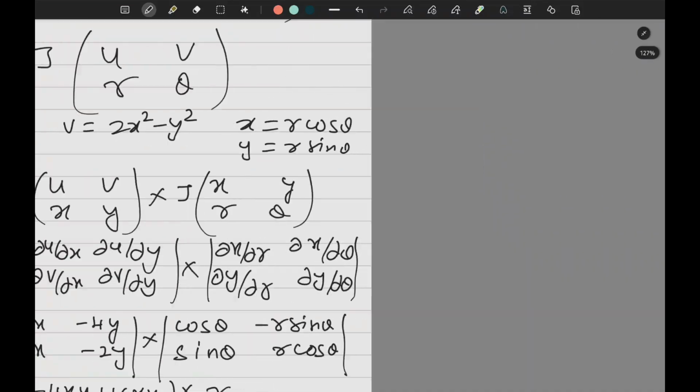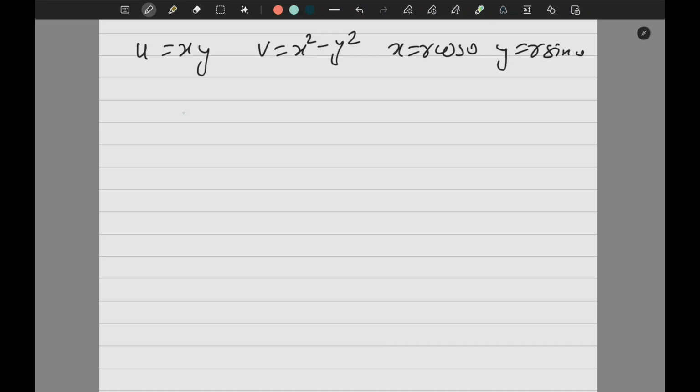So this way you can do one more question. I'll just give you the question; you can try it yourself. u is equal to xy, v is equal to x² minus y², x is equal to r cos θ, y is equal to r sin θ. Find the Jacobian of u, v with respect to r, θ. So again, Jacobian of u, v with x, y you do, and x, y with r, θ. And then we are done with a very important topic called Jacobian. It is the easiest topic in partial differentiation and it is very important as well. Thank you.